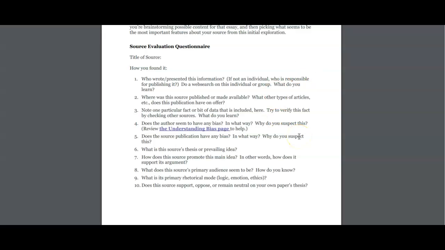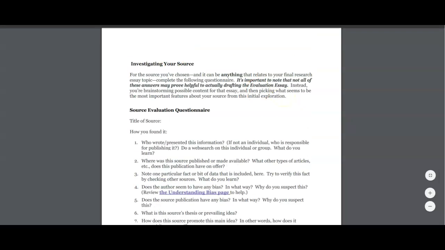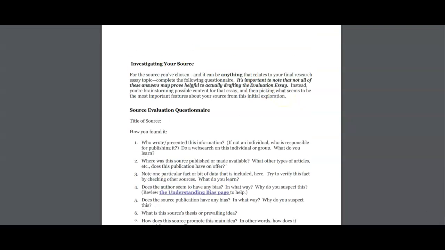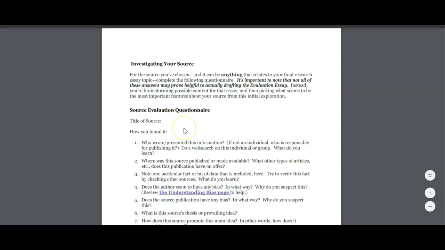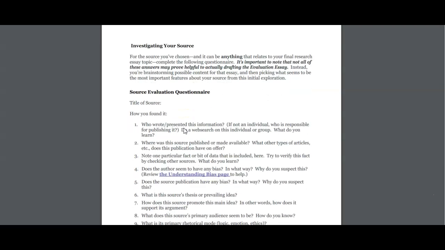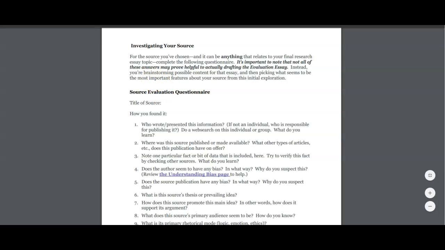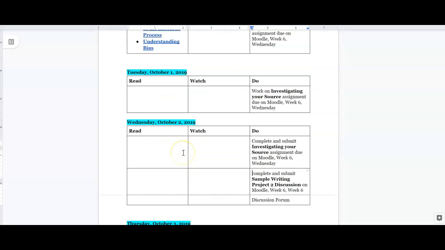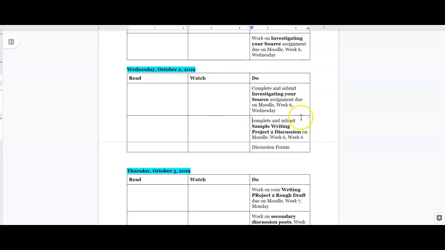This is the kind of thing that we should be doing with all of our sources, so I wanted to bring it to our attention to think closely about at least one of the sources so that when you continue researching, you can keep these kinds of questions in your mind. So that assignment will be due on Wednesday, as well as your initial discussion post.